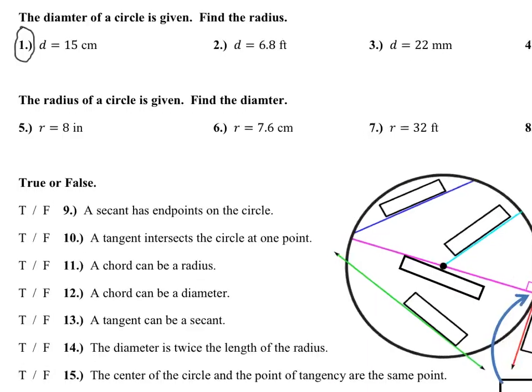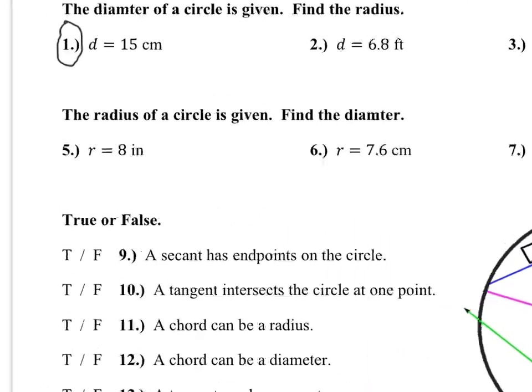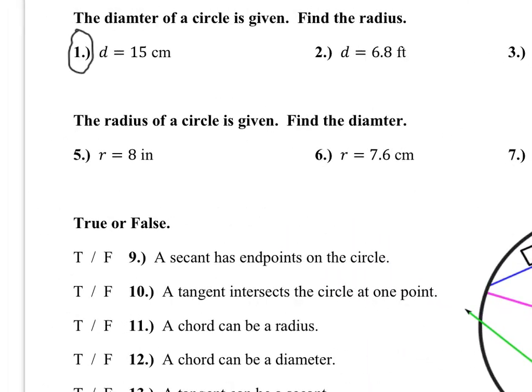The question says, the diameter of a circle is given. Find the radius. Well, like we talked about in class this week, a diameter is a segment that goes through the center of the circle and has endpoints on the circle itself. A radius is a segment that has one endpoint on the circle and the other endpoint on the center of the circle. And so therefore, a diameter is twice as big as the radius.